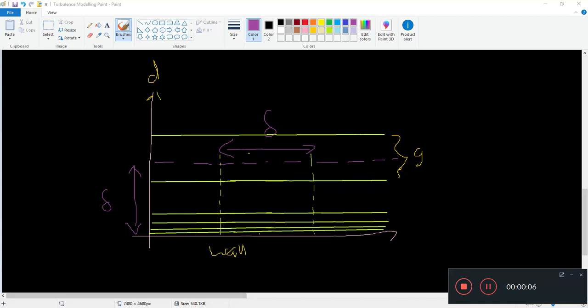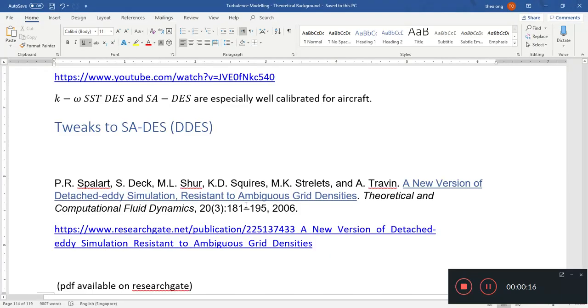So in the last video, we were talking about turbulence modeling. We were talking about tweaks to the DES model, and this is about delayed detached-eddy simulation. So this is DDES. This is one of the tweaks.